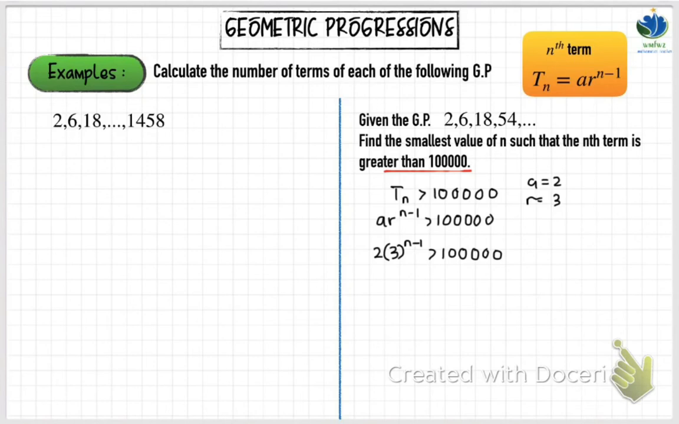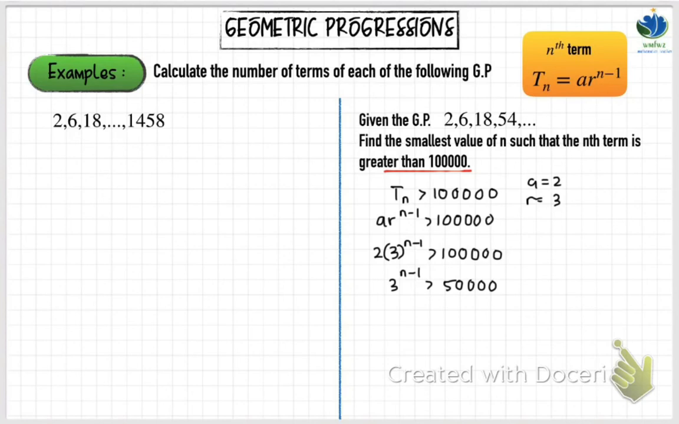So how to solve? Macam mana nak selesai? 2 boleh darab dengan 3? Tak boleh. Sebab apa? Sebab 3 tu dia ada kuasa. So 2 tu kena pindah ke kanan. So akan dapat apa? 3 to the power of N minus 1 greater than 100,000 divided by 2, 50,000. What should you do next?